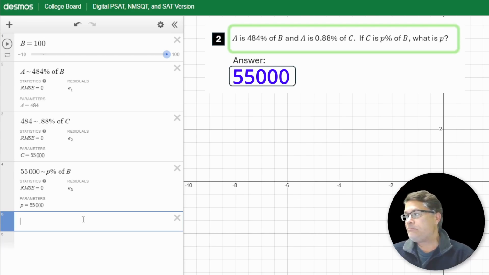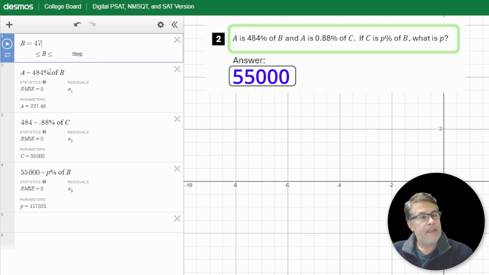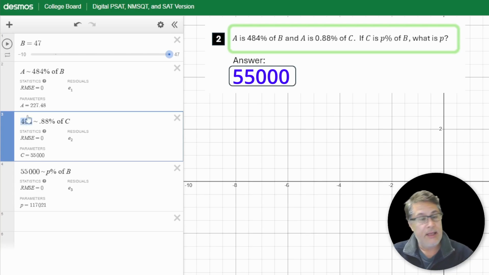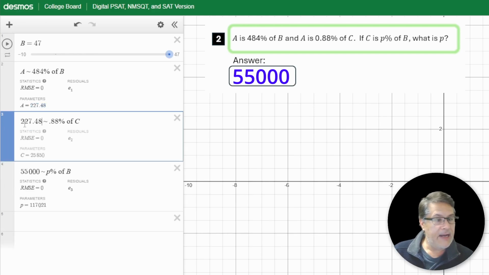Now, I want to show you something. There's absolutely nothing special about making B 100. I don't want you to think that, oh, I picked that in advance because I knew it was the only sneaky value that would work. Nope. Let's just pick a completely random number. How about 47? Okay. So now A is 484% of B. Now A is a completely different number. It's 227.48, right? So that means I have to get rid of this 44 here and replace it with the new value of A, which is 227.48. So I copy it, I pop it in, and I get a new value of C of 25,850.